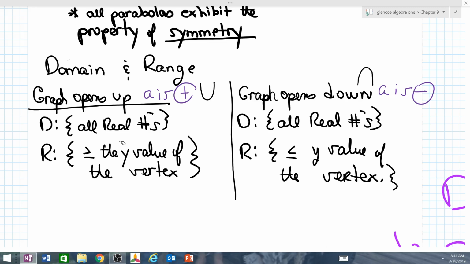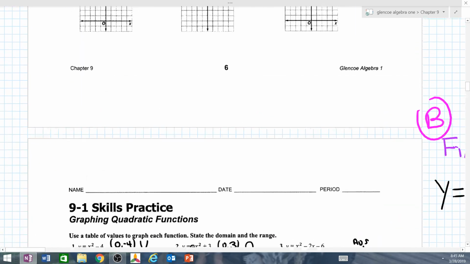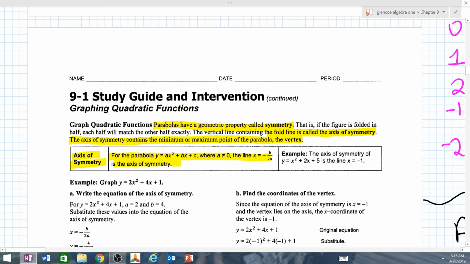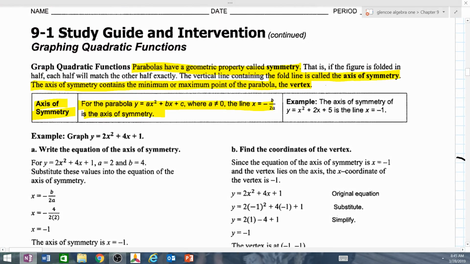So let's go ahead and get started today in our lesson. We're going to pick it up with probably the most important, or what I like to call the parent graph of the whole thing. And this is actually probably not going to be in your notes, but that's okay. Again, one more time, graphing quadratic equations.